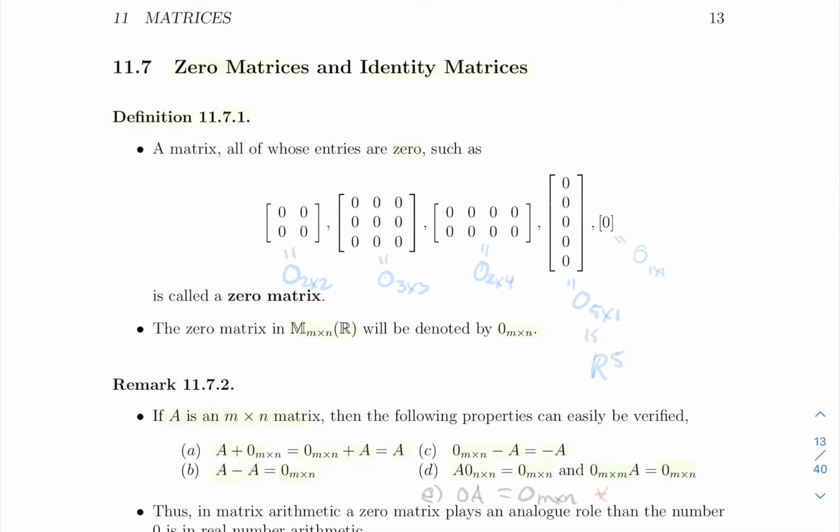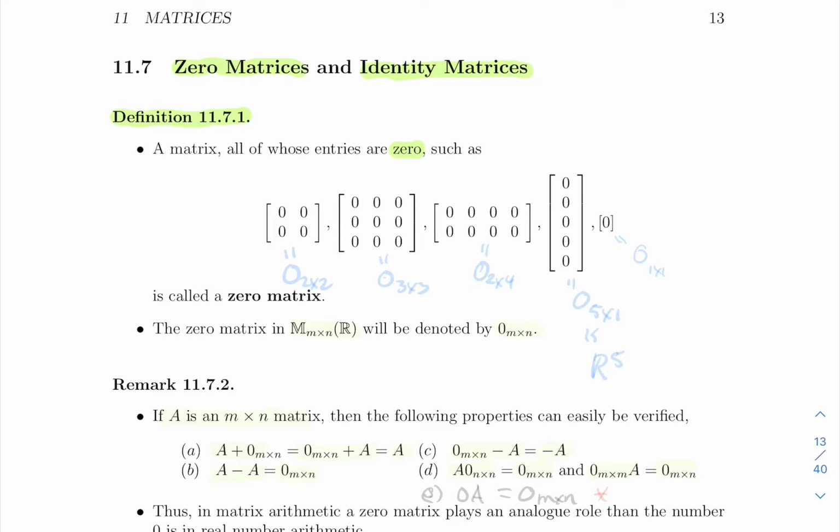Let's talk about special matrices that we will use a lot in the future: zero matrices and identity matrices. The first one, what is a zero matrix? A zero matrix is just a matrix filled with zeros. So if all the entries are 0, we're talking about a zero matrix.